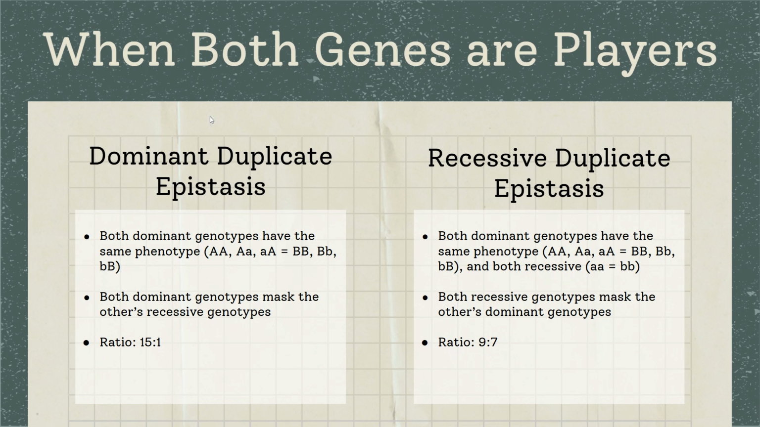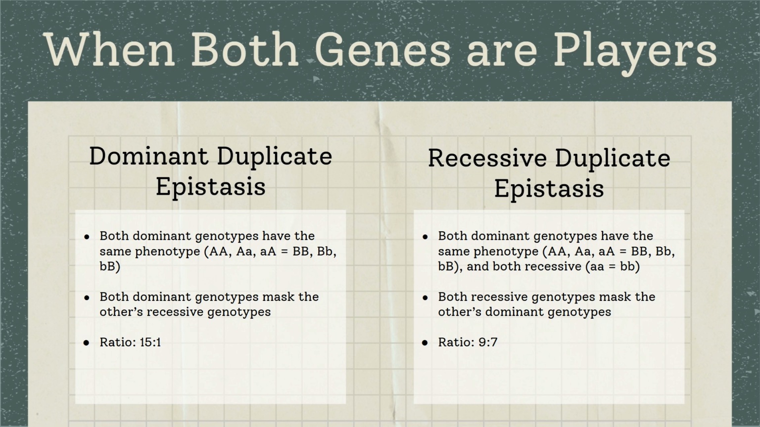So there are going to be two more complex versions of epistasis that I would like to go over. And the commonality between these two is that both genes have a sort of epistatic effect on each other. So the first one is going to be dominant duplicate epistasis. This happens when the dominant genotypes of both alleles are going to have the same phenotype.